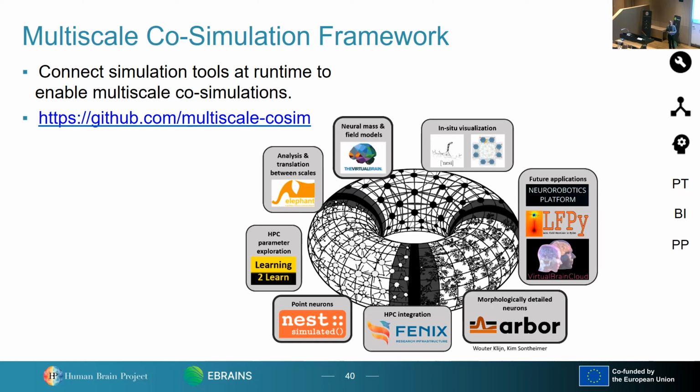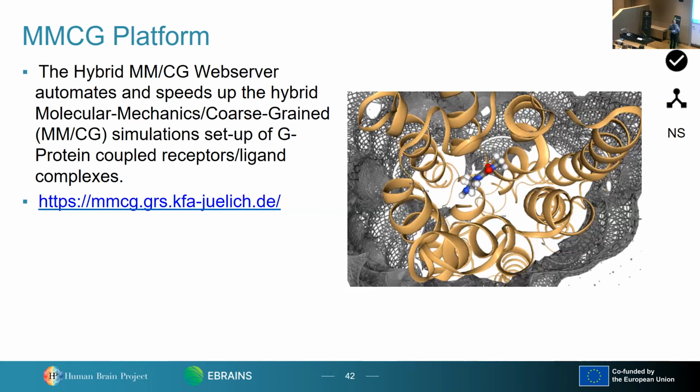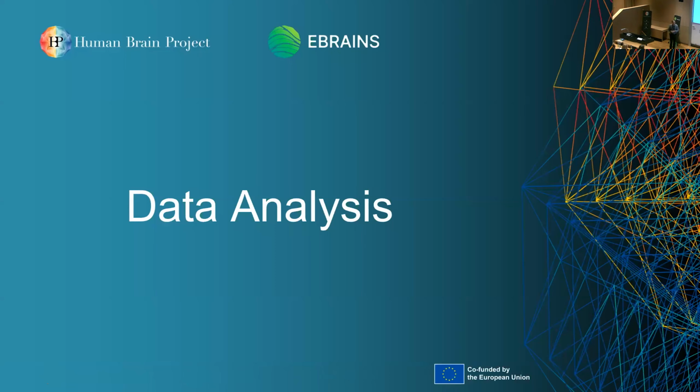In development, a multi-scale co-simulation framework to let you connect these different tools, not just in sequence, but actually at the same time. So for example, you could have part of your network running with simplified point neuron models in NEST, and another part running with more detailed neural models in Arbor, and communicating in real time, sending action potentials back and forth between the two simulators. Again, more simulation tools for molecular dynamics, and so those are the tools for simulation.